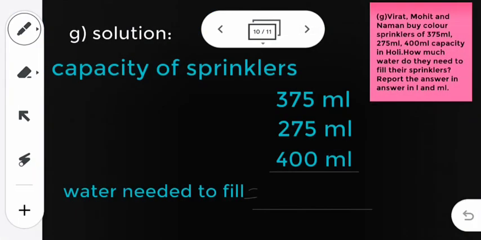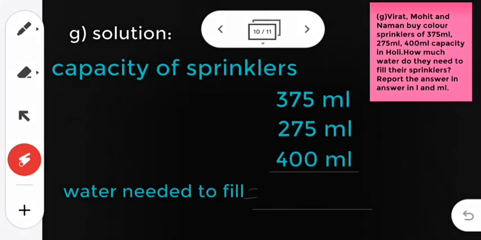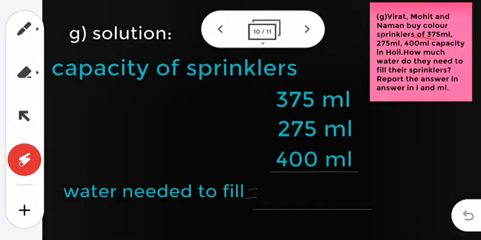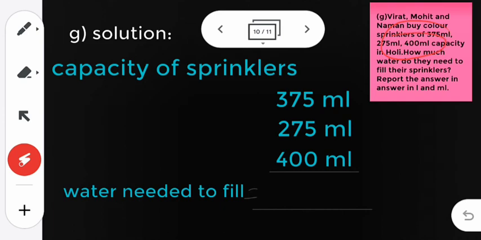Okay, the next one, the last one. Virat, Mohit, Naman buy color sprinklers. They are buying color sprinklers. See, sprinklers have different capacity to fill the water. Virat's sprinkler capacity is 375 milliliter. Mohit's sprinkler capacity is 275 milliliter, and Naman's sprinkler capacity is 400 milliliter. So this is the sprinklers they have bought with different capacity.